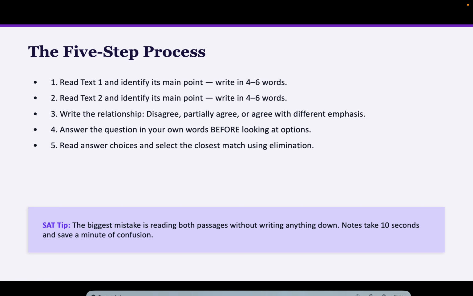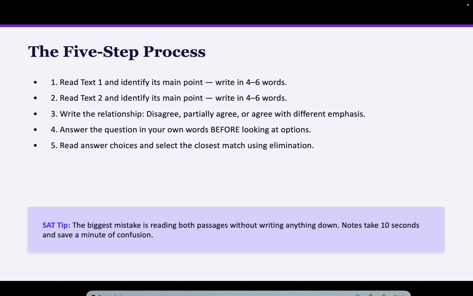And then, here's the key step, you want to find the relationship between them. So in most cases, it's some kind of disagreement. Usually, passage one will present an idea and passage two will present a slightly different idea. So there's some kind of disagreement or point of contention. Sometimes you might also have a partial agreement, or you might have an agreement with a different emphasis.